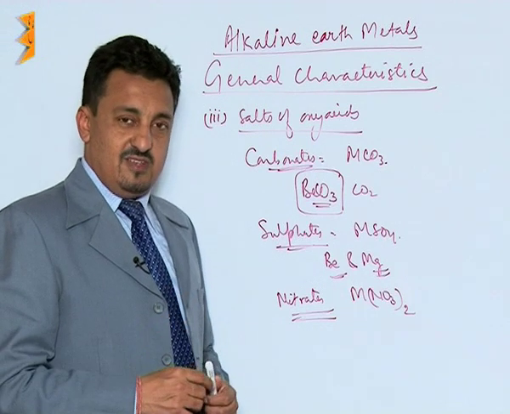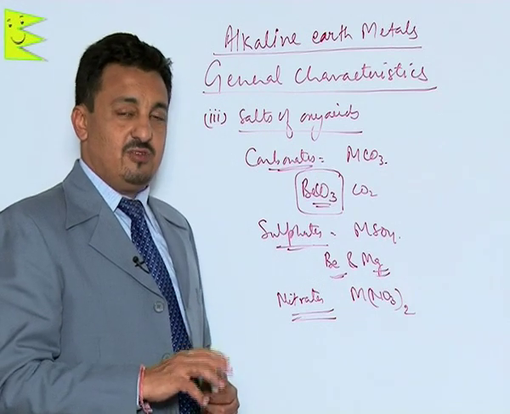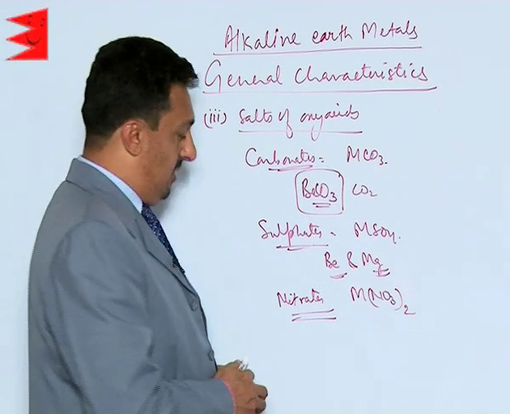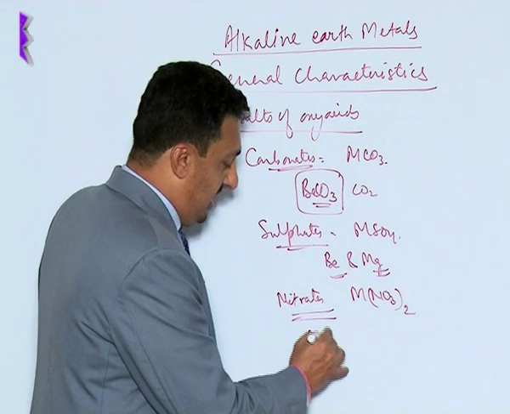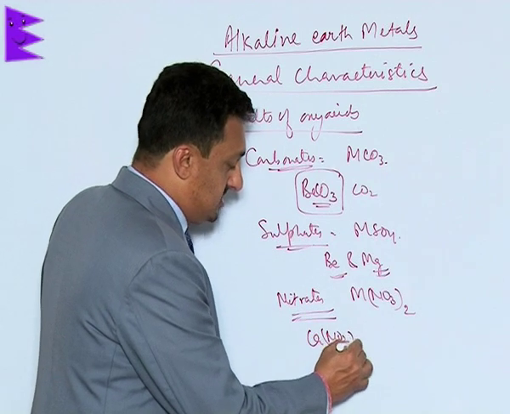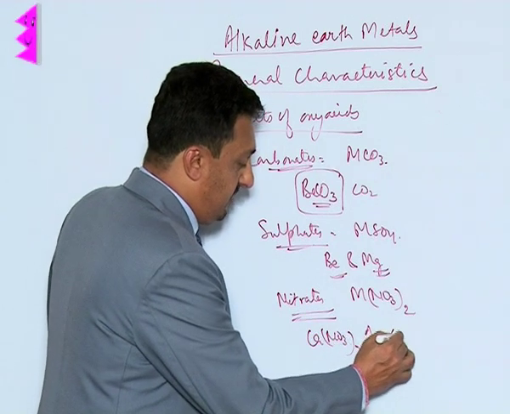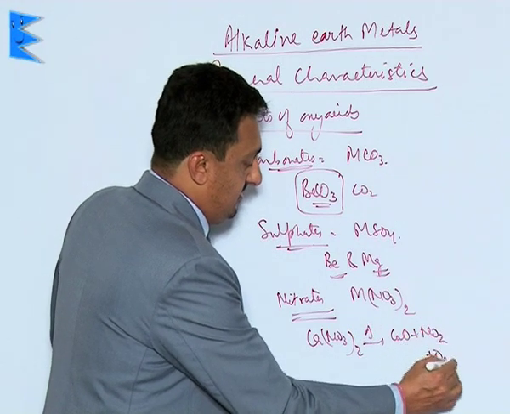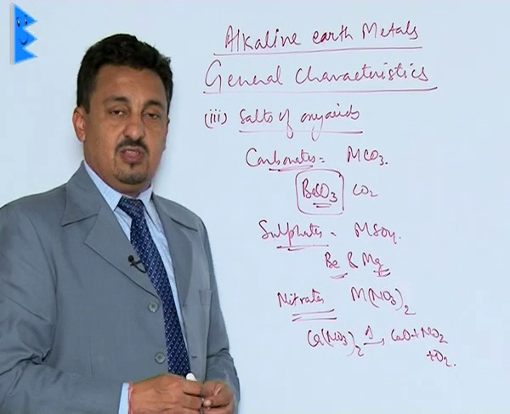What we find most interesting is that all of these nitrates decompose on heating and form their corresponding oxides, nitrogen dioxide and oxygen. Let me give an example: if we have calcium nitrate, on heating it decomposes to give calcium oxide plus NO2 and releases oxygen gas. So this is what we have, the nature of their salts.